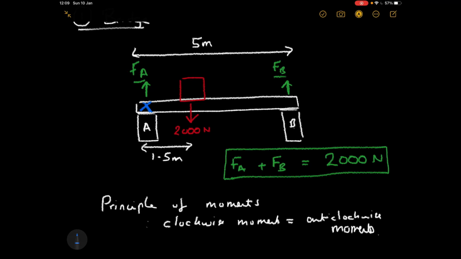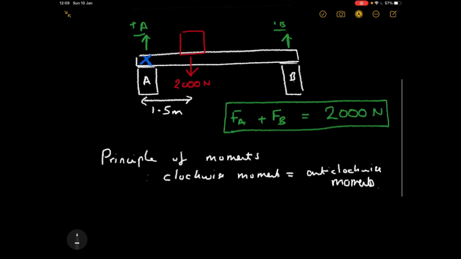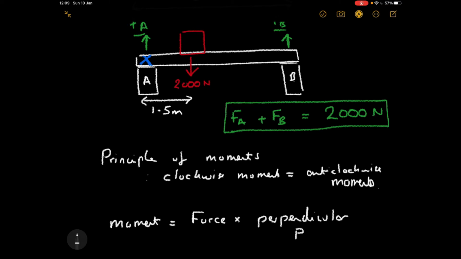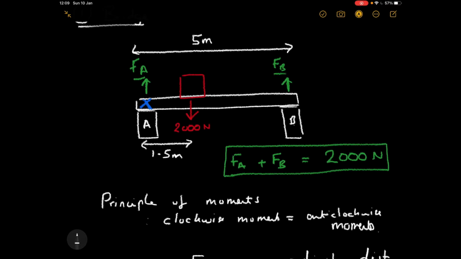Okay, and I'm going to use the principle of moments, so I should have clockwise and anti-clockwise. Now, what do I need to worry about? Well, remembering that a moment is equal to force times the perpendicular distance from the pivot, I'm going to make this problem a bit simpler.